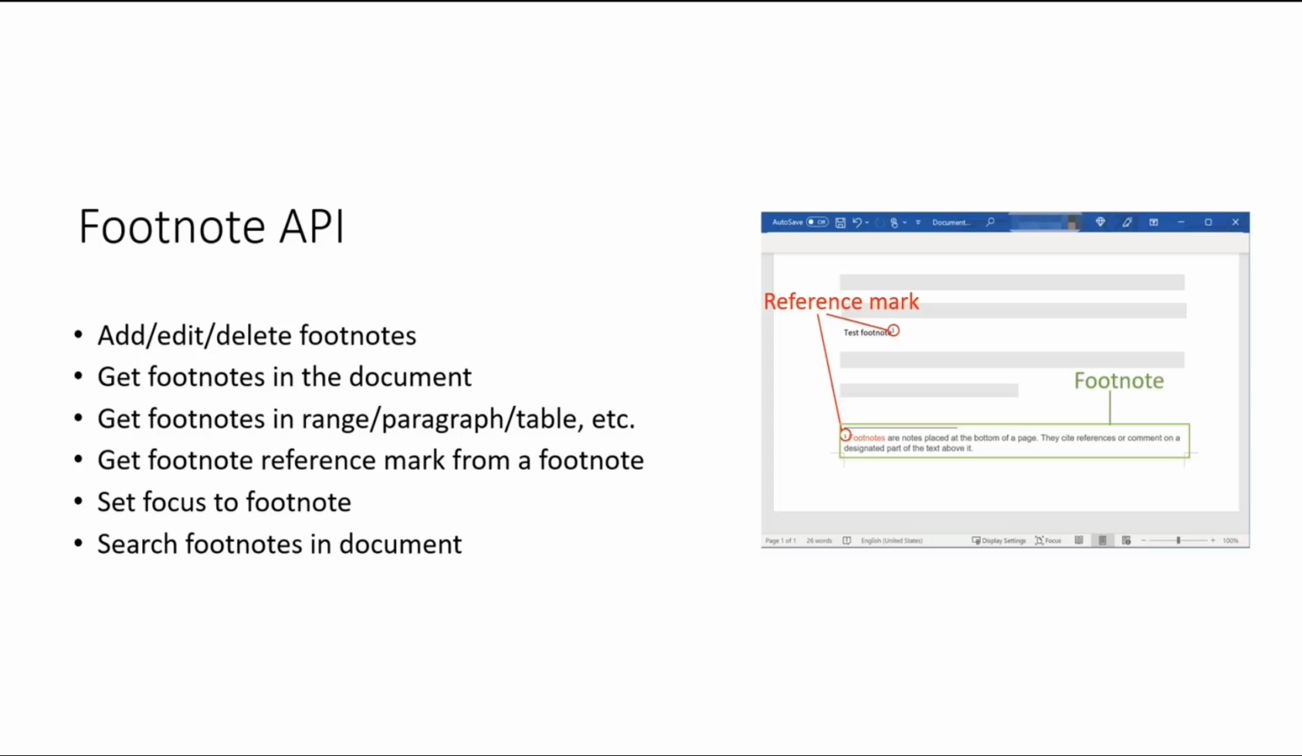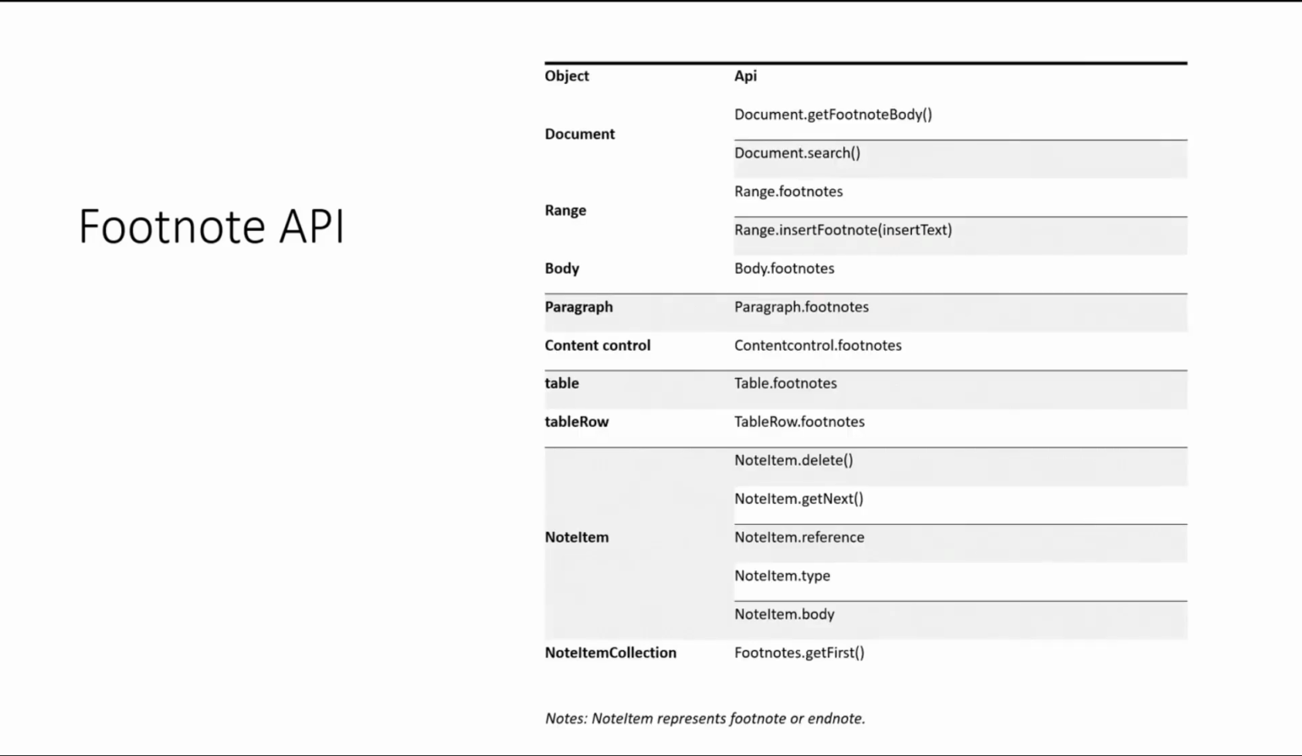Last but not least, we support the search function. Currently, the document body search will search the whole body of the document. But with this API, we will support searching both the main document and the footnotes. This is a list of the objects that support footnotes. You can see that the whole object structure supports footnotes, so you can get footnotes from different levels.